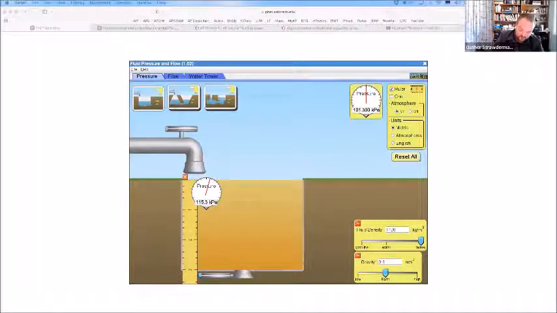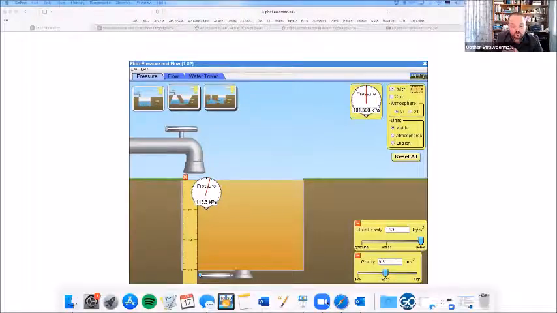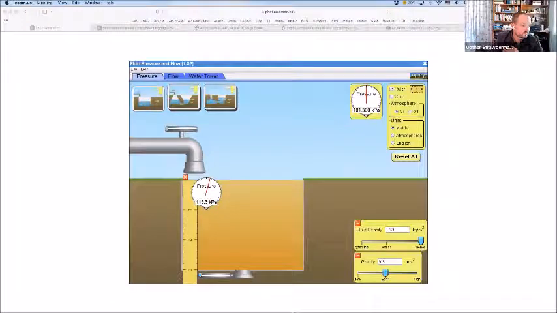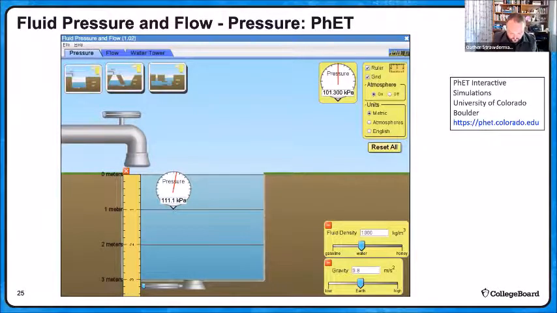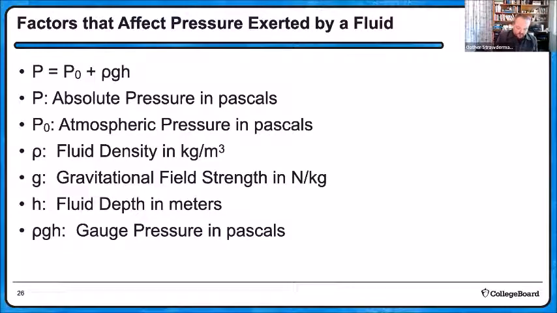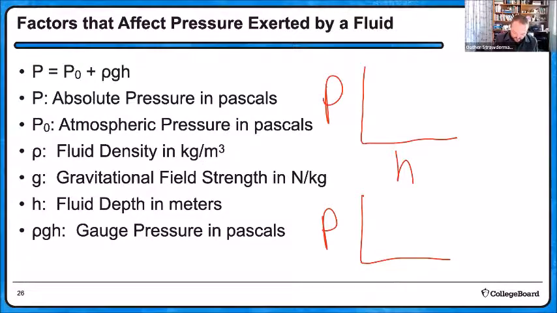So let me show you what I'm talking about when we actually look at the equation for pressure. Here's the pressure equation. This is the equation you're going to see on the equation sheet, and it's P equals P naught plus rho g h. So what I would encourage you all to do is to graph pressure versus depth and pressure versus density.